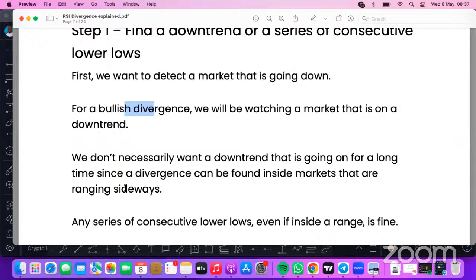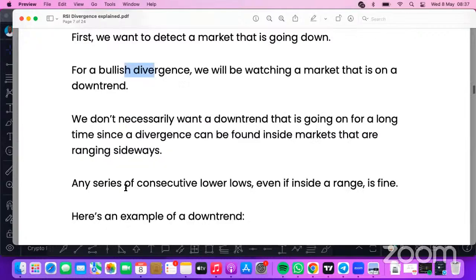Okay, so we do not necessarily want a trend that is going down for a very long time, since a divergence can be found inside markets that are ranging sideways. You see, we are not looking for a coin that is overdropping. We can even find divergences in a sideways market.